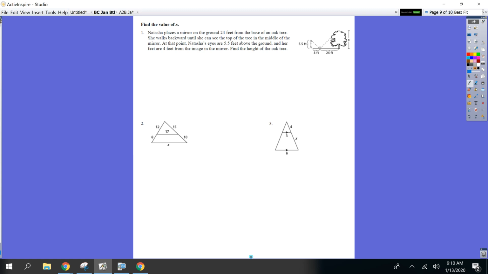She places a mirror on the ground that's 24 feet away from an oak tree. That's important that it's oak. She's going to walk backwards until she can see the top of the tree in the middle of that mirror. She stops, and she notices her eyes are 5.5 feet above the ground, and she's 4 feet from the mirror. Using all that great info, how high is the tree?